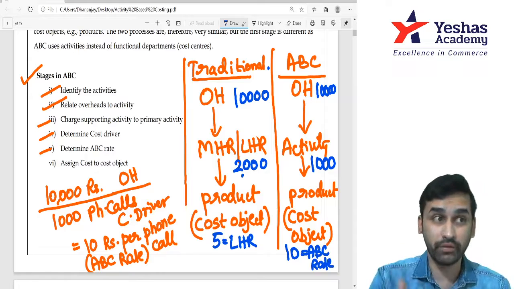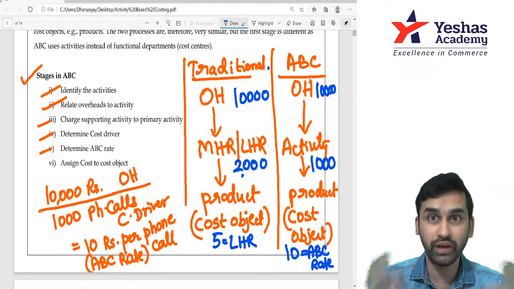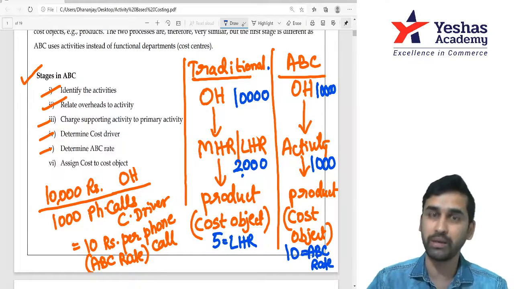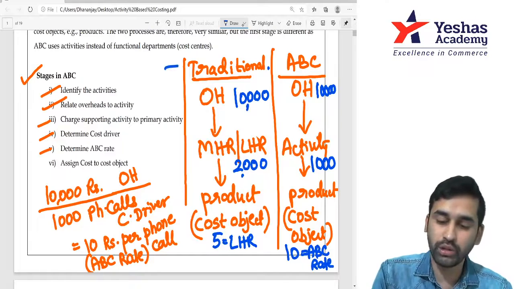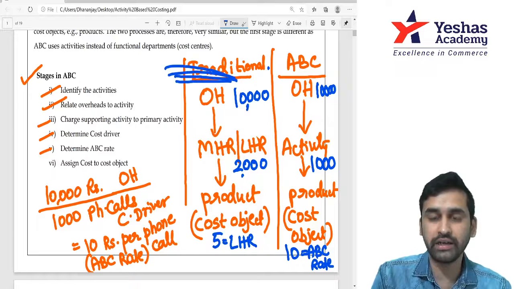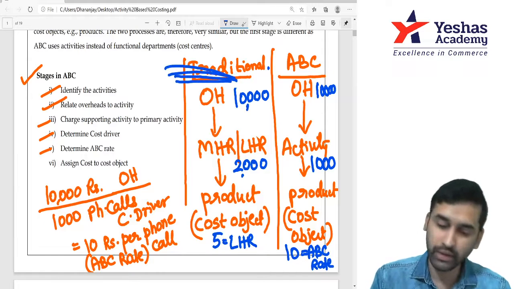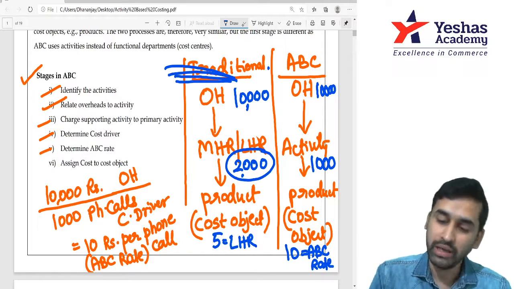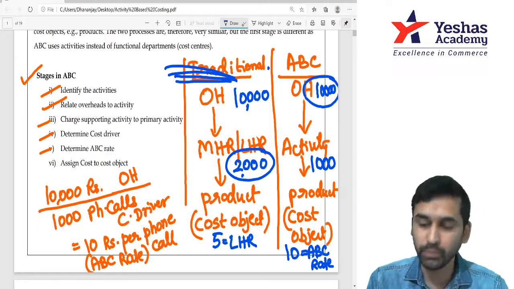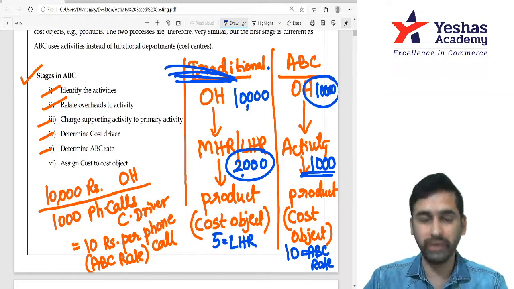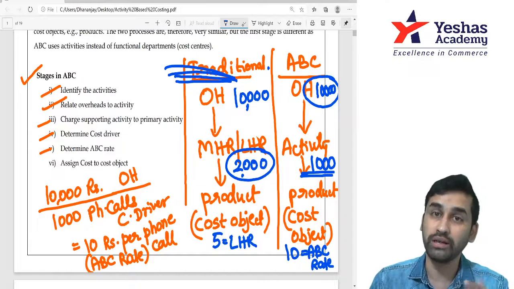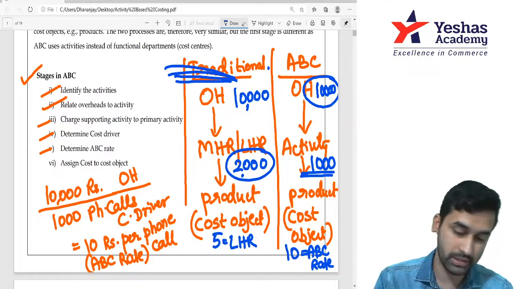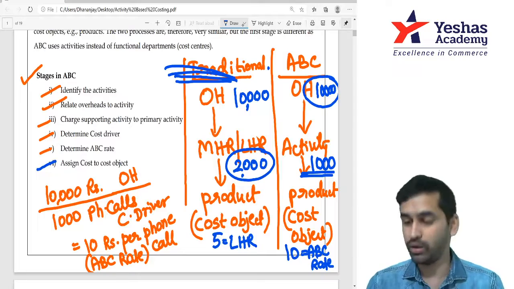Sir, is it only telephone charges? No. Every overhead related to that department. Here also, this 10,000 rupees, when you took, you have taken all the overheads, printing, stationery, internet, telephone, all of that you have divided by labor time. Here I am saying same thing as the numerator, but denominator won't be time, it will be activity cost driver. Clear? Yes. Assign the cost to cost object.